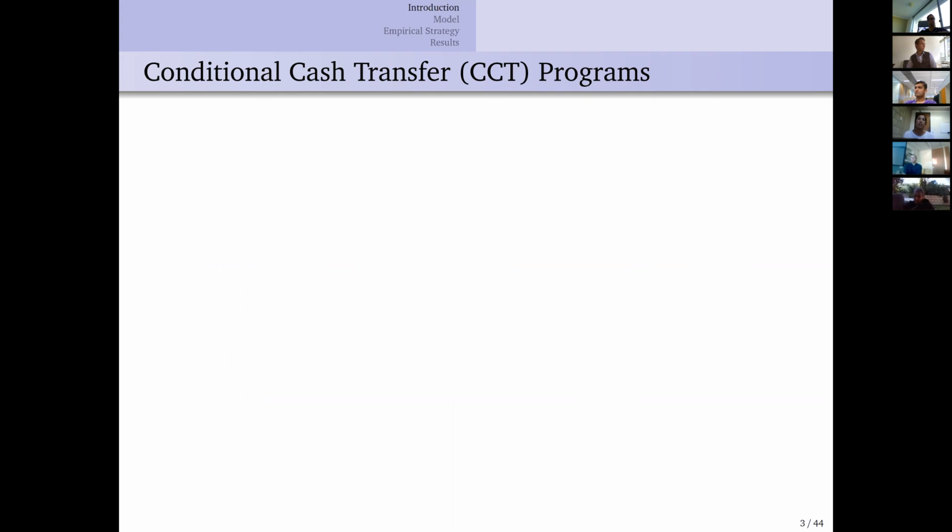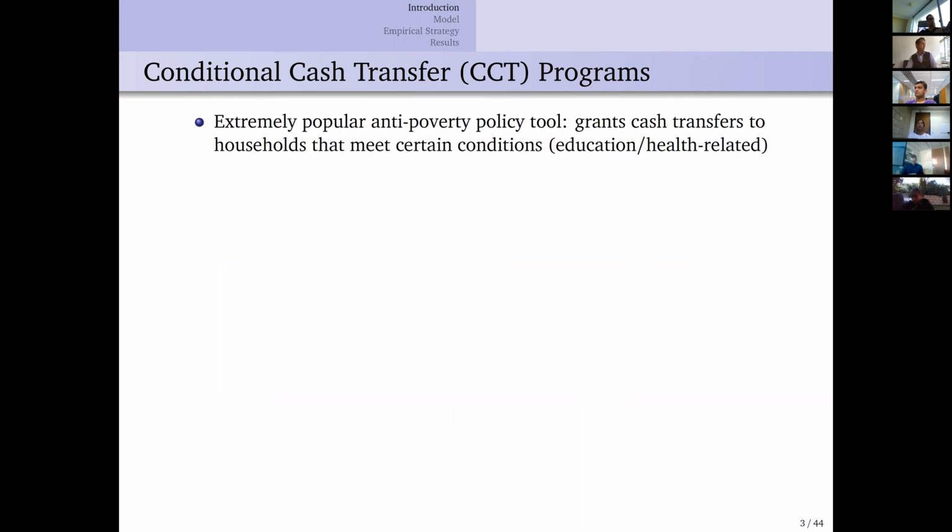I'm a development economist, so CCT programs pop up a lot in my research, but for those of you who are less familiar, these programs are an extremely popular anti-poverty policy tool, and they essentially involve giving cash transfers to households that meet certain conditions. They're usually education or health-related conditions, and the general idea is to incentivize good behavior. So you pay people to send their kids to school, or you pay people to go get preventative health checkups.